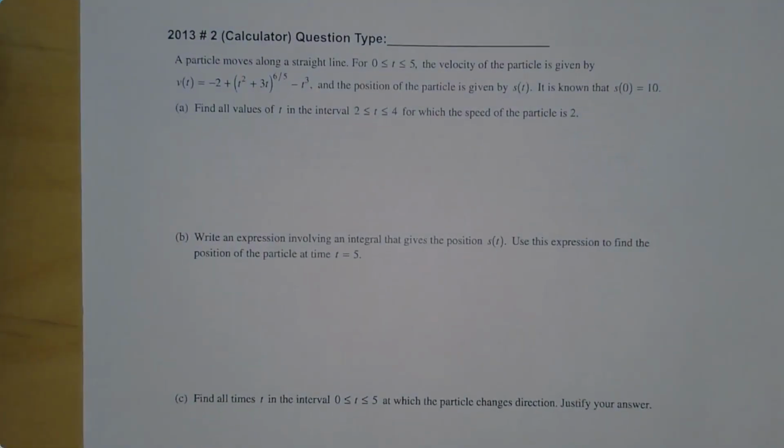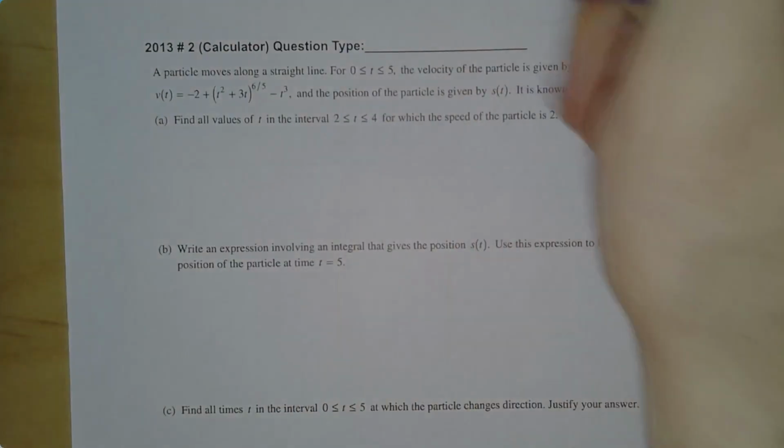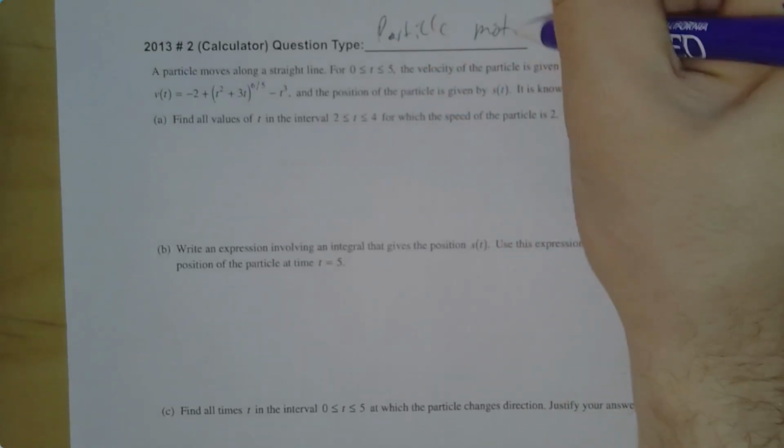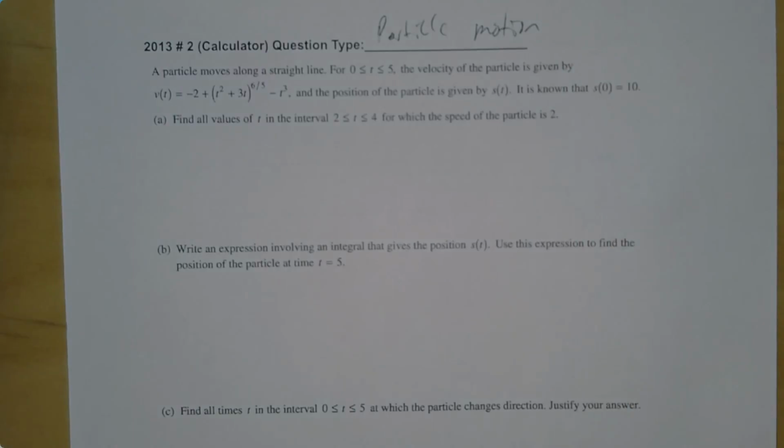This is the last one from 2013. This is 2013 number 2, still calculator 1. I mean, it's easy to see just from the first line that this is a particle motion. Oh, sorry, there's one more 2013 one from my test.